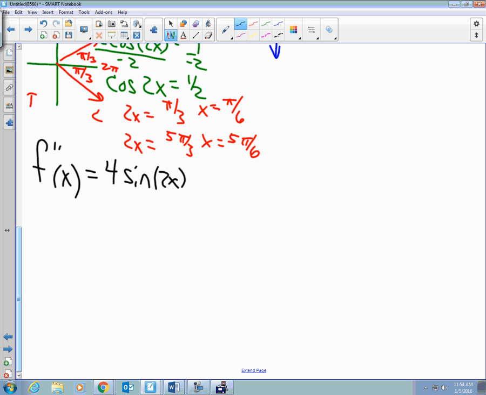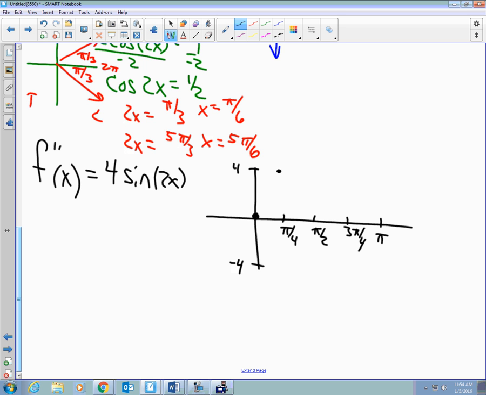Okay, I'm going to do the same thing. I'm going to look at the graph. Is there any vertical shift to this graph? Nope. What's the amplitude? 4. And what's the period? Pi. And so we start here. Sine starts in the middle, and it goes up, down, curve shape.